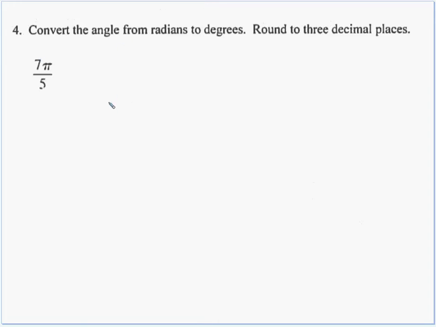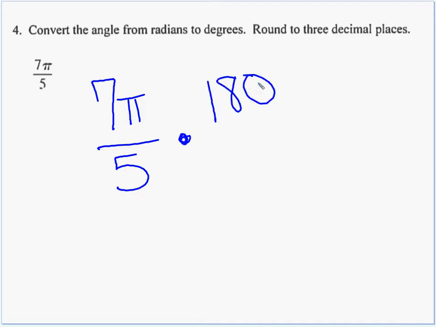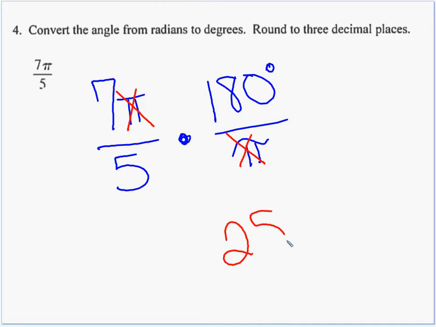In number 4, we're going in the opposite direction. So here our angle was given in radians. We're going to multiply by the magic fraction, but now the 180 is on top, and the pi is in the denominator. So again, on the diagonal, the pi's will cancel. And we can just multiply straight across, 7 times 180 and then divide that answer by 5, and we get 252 degrees.